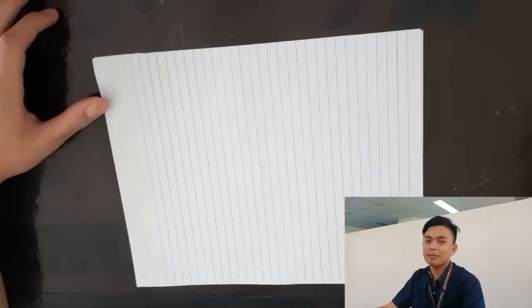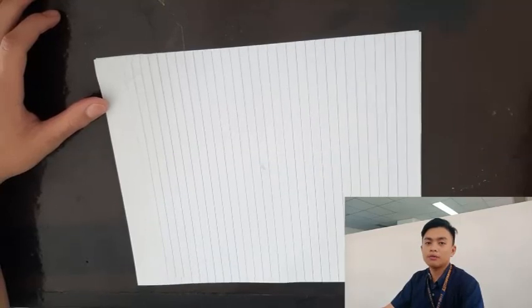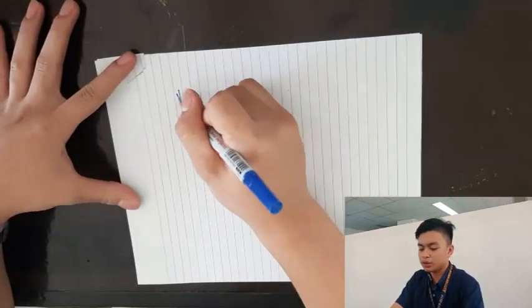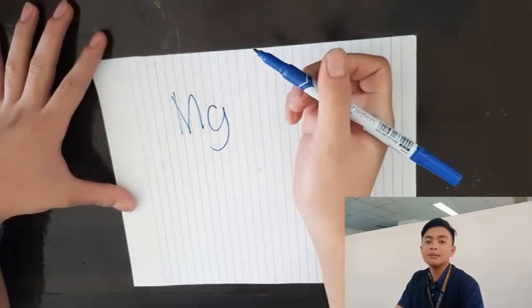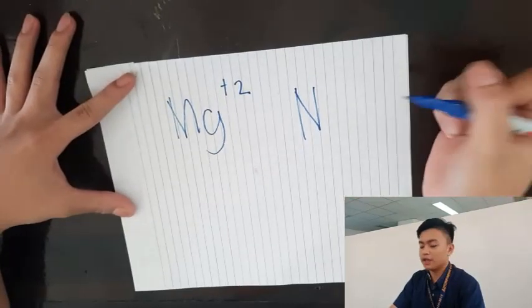Hi guys, and now I will be teaching you how to formulate the chemical formula of an ionic compound using the crisscross method. Let's go! Before going to the first example, let me explain to you that ionic compounds are composed of one non-metal element and one metal element. Our first example is Mg, which stands for magnesium with a charge of +2, and nitrogen with a charge of -3.